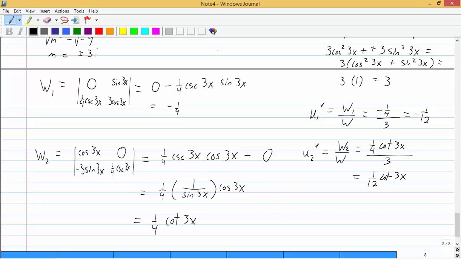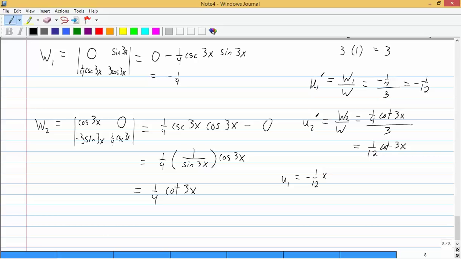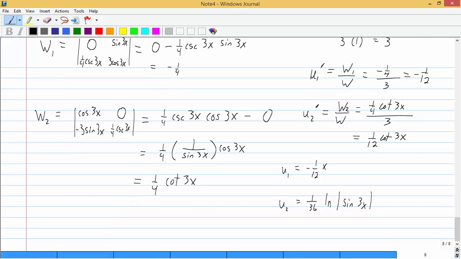Now integrate each one of those u's. You get that u sub 1, integrate negative 1/12. What do you get? Negative 1/12 x. Integrate cotangent. What do you get? Do you remember that integral? You do have a u here. So your u is 3x, so your du is 3, so you need to bring out a 1/3. There's already a 1/12 on the outside, so that's going to be 1/36. And then the integral of cotangent is natural log sine. So it's times the natural log absolute value sine 3x. Okay.